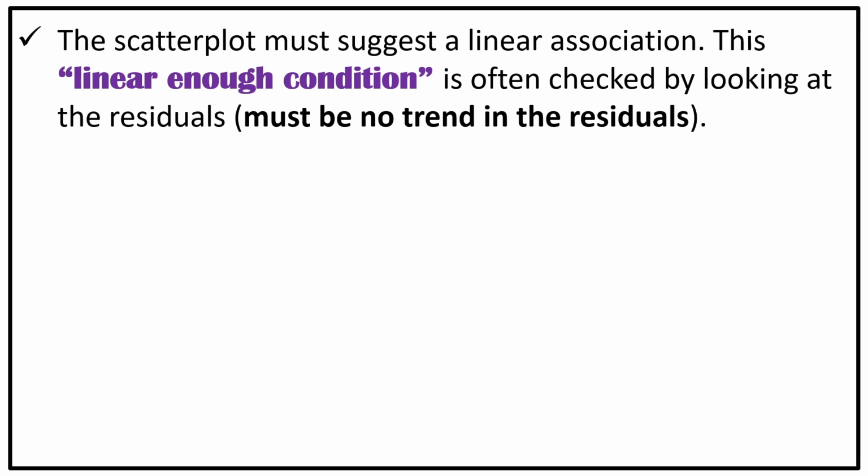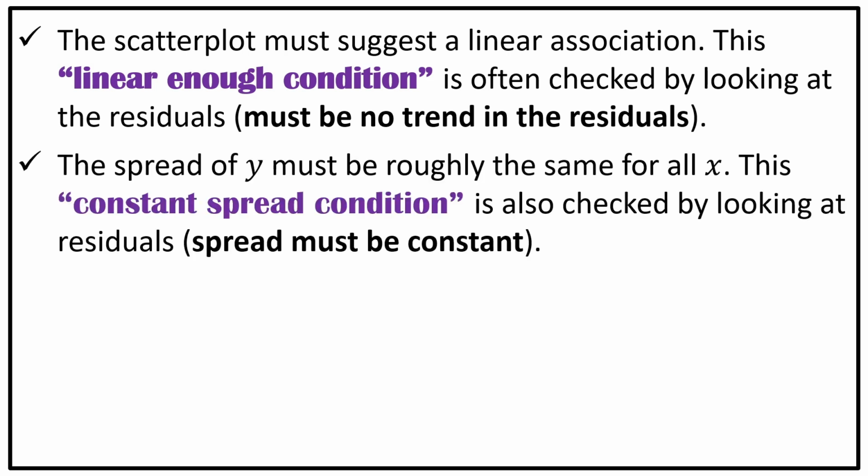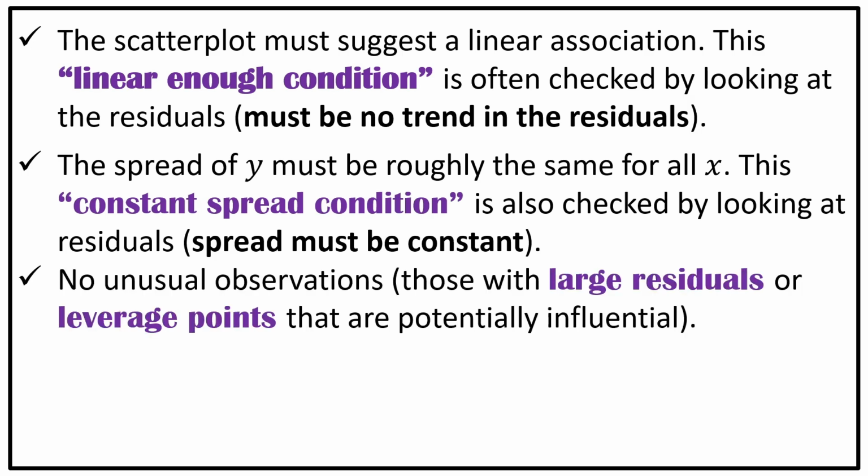And what do we need to see in the residuals? We must see no trend in the residuals. The spread of the y values must be roughly the same for all values of x. So this is called the constant spread condition. Sometimes they call it the thickening of the plot condition. I like to call it the constant spread condition because what we want to see is a constant spread. So that's usually also checked by looking at residuals. We'll look at an example of these in a moment.